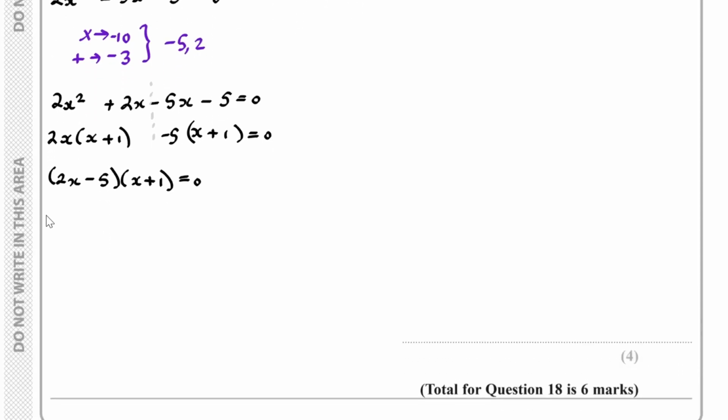So if we solve for x, you can see here x is equal to 5 over 2 and minus 1. So we have here x equals 5 over 2 and minus 1.